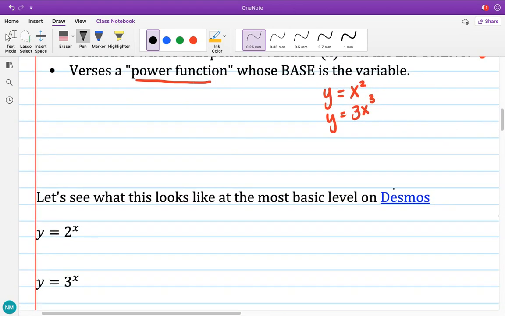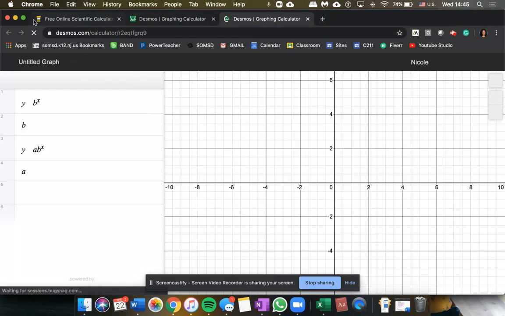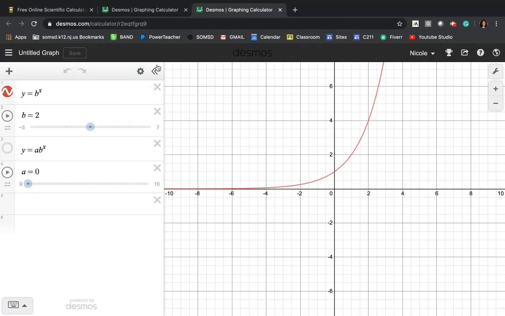Okay, so let's look at what these look like on a graph, because you know I love Desmos. Judge me, it's fine. I get it. Singing is not my strongest suit out there.